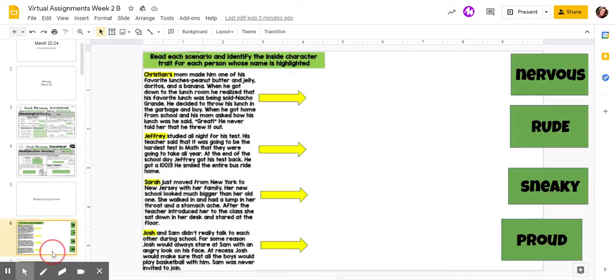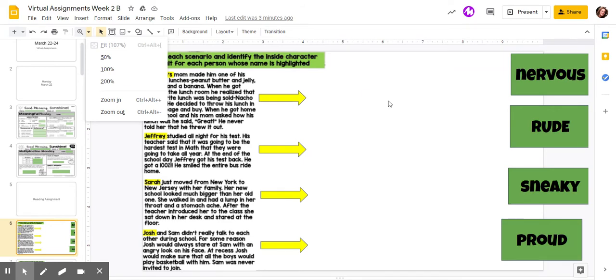For your reading assignment, you're going to be reading a scenario about 4 characters, Christian, Jeffrey, Sarah, and Josh. If the font is too small, remember you can click on zoom and you can zoom in. You're going to read the scenario, and then you're going to drag and drop the character trait that describes each person based on what you read. So either the person is nervous, rude, sneaky, or proud. So you're just going to drag and drop it next to the arrow.